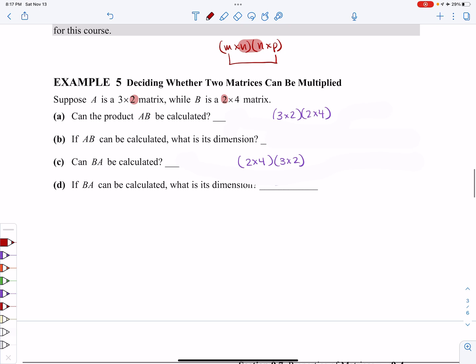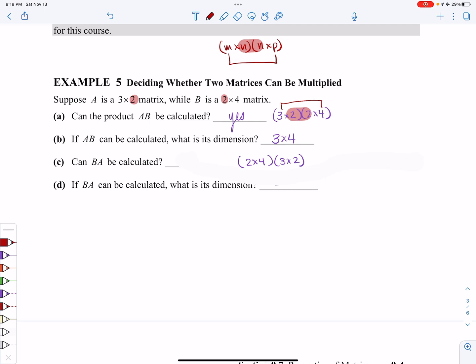All right, so deciding whether two matrices can be multiplied in the first place. If matrix A is a 3 by 2 and matrix B is a 2 by 4, the first thing you ask yourself is, do the inner numbers match? Yes, they do. So can it be calculated? Yes, this one can be calculated. What is the order or the dimension of the answer? It's going to be a 3 by 4 because those are the outer numbers.